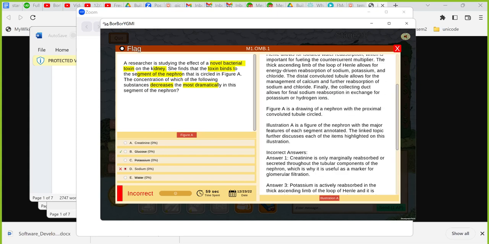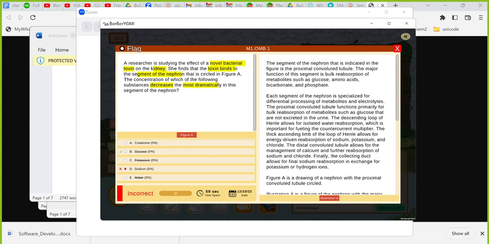So let's read about this. Glucose, amino acids, bicarbonate, and phosphate are absorbed in the proximal convoluted tubule. Each segment of the nephron is specialized for differential processing of metabolites and electrolytes, and the proximal convoluted tubule reabsorbs things such as glucose that are not excreted in the urine. The descending loop of Henle is located for isolated water absorption. So we got that right. And then for resorption of sodium, potassium, and chloride, the thick ascending limb.